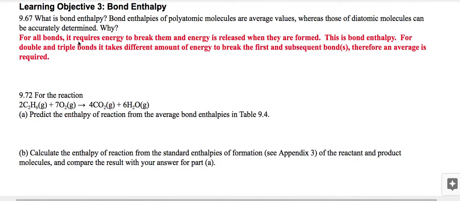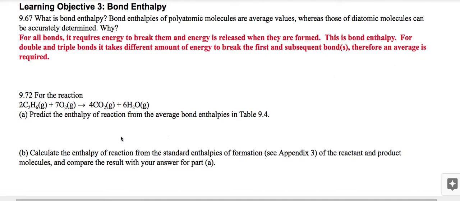So we can use those values, the bond enthalpy values, to be able to calculate the overall enthalpy of a reaction. Now, it's a little bit more of an estimate this way than using the heats of formation, because when we have double and triple bonds, it takes a different amount of energy to break the first bond and the subsequent bond and so on. That's not necessarily true in diatomics, but in things like carbon dioxide or ethene or things like that, it will require more for each subsequent bond. So we're using averages as opposed to actual values.